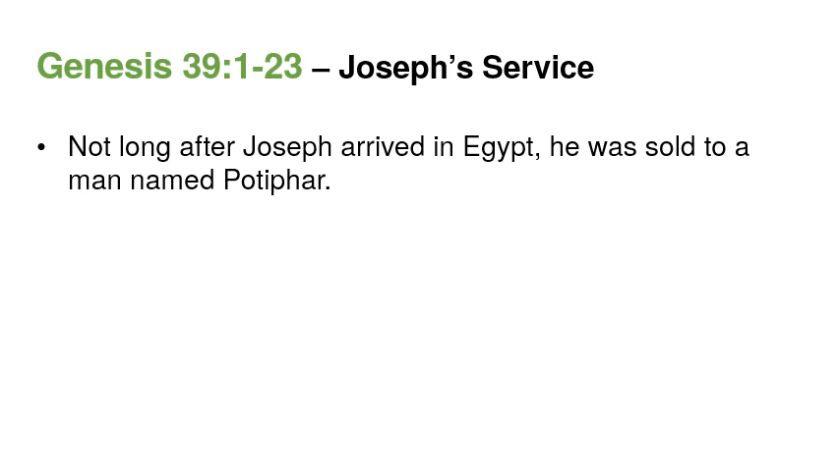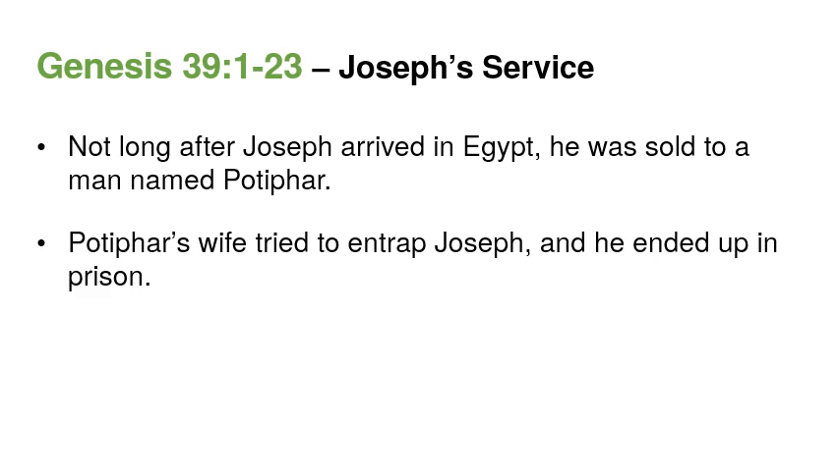All right, let's go then to Genesis 39, verses 1 through 23. We're going to read about Joseph's service in Potiphar's house and his imprisonment. What happens to Joseph after he's sold into slavery? Well, not long after Joseph arrived in Egypt, that's where the Ishmaelites took him down to Egypt. He was sold by the Ishmaelites to a man named Potiphar, and we're going to see how Potiphar's wife tried to entrap Joseph, and he ended up in prison. So let's read Genesis 39, 1 through 23.